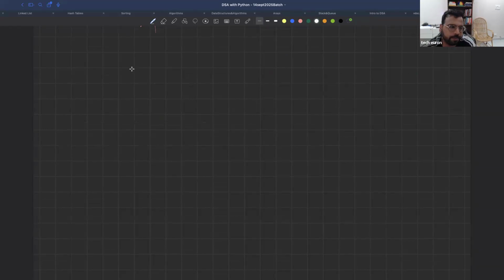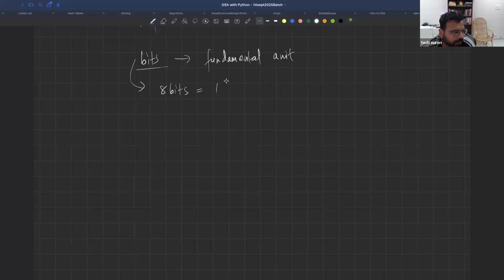That data is stored in the memory. Okay, how is that data stored? It is stored in the form of bits. So this is the most fundamental unit. Okay, and normally we talk in terms of bytes. So we say 8 bits, we say it is 1 byte.